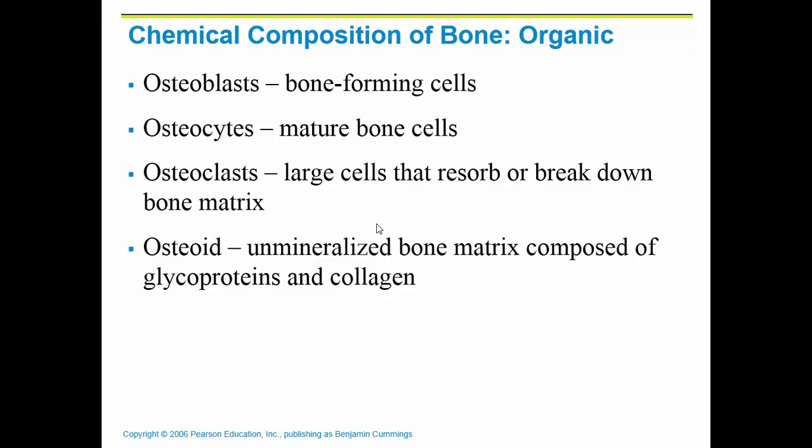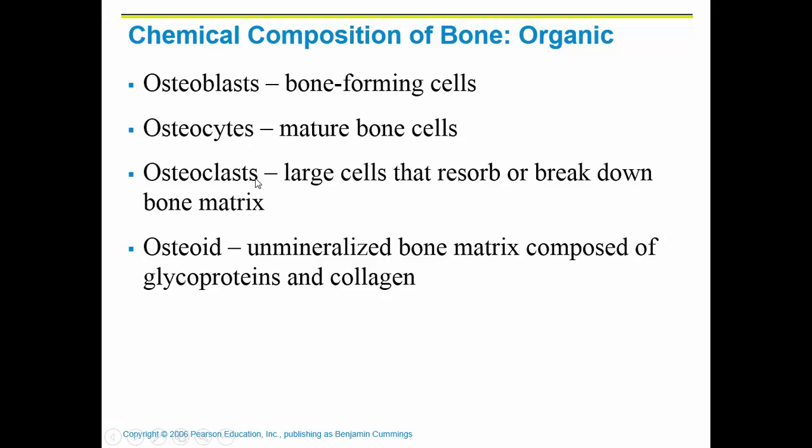Now, there are two basic chemical composition composites making up the bone. We have an organic portion and an inorganic portion. Remember, the inorganic portion is going to be that matrix. And so we have osteoblasts. Blast always means, I always say, baby bone cells. They're basically immature cells, so they're bone forming cells. Osteocytes, mature bone cells.